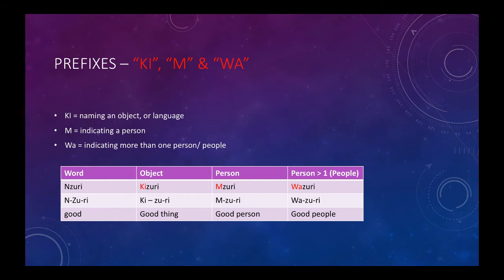Nzuri means good, nzuri. Kizuri indicates that an item is good. Mzuri, a good person. Wazuri means more than one person is good or good people.